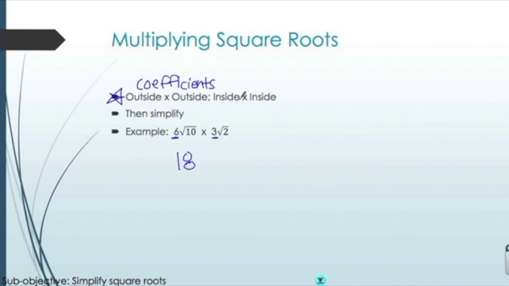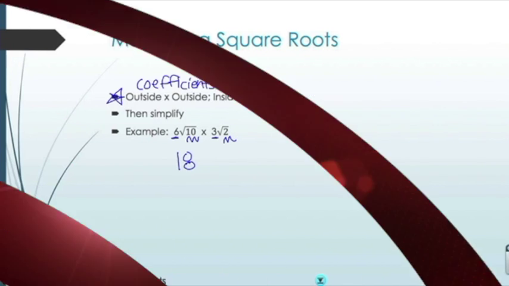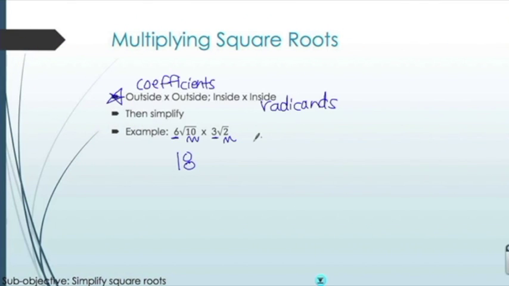Then the inside times inside, these are the numbers that are inside the radical. That is the 10 and the 2. These are called radicands. So you can only multiply coefficients together and you can only multiply radicands together. So in this case, 10 times 2 is going to be 20. Are we done? No, because we can simplify further.